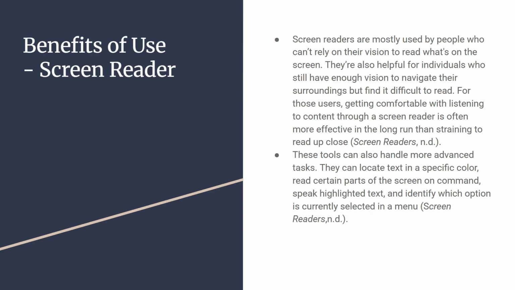Screen readers support both students who are blind and those who have some vision but struggle to read text visually. Rather than straining or relying on magnification, students can instead focus on the content itself. From an instructional standpoint, screen readers also allow students to find text in a specific color, have highlighted text spoken aloud, or identify which item is currently selected in a menu. These tools give students a high level of independence, which is critical for confidence and long-term academic growth.